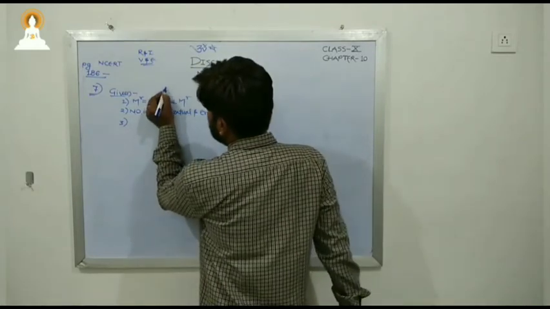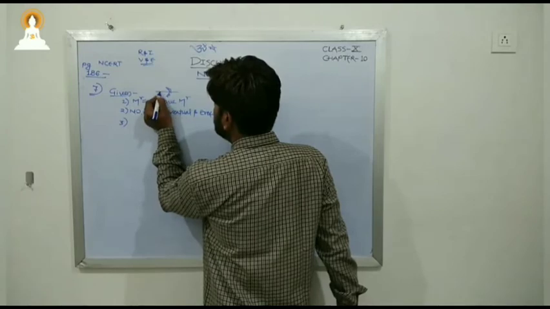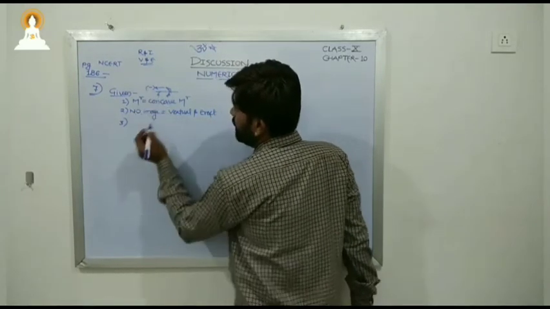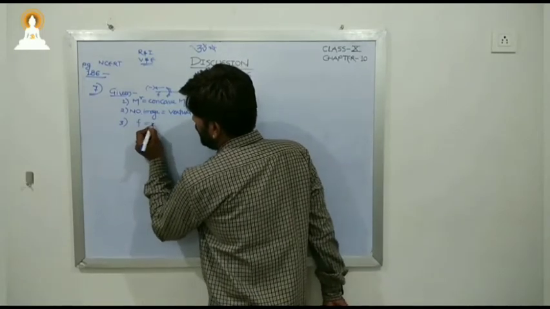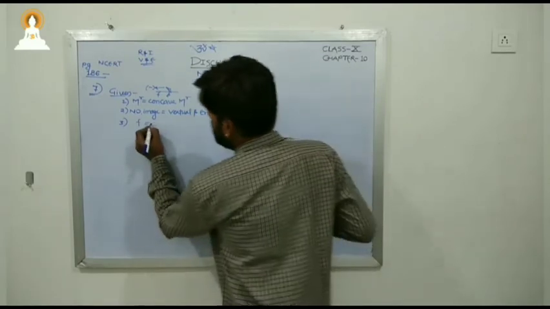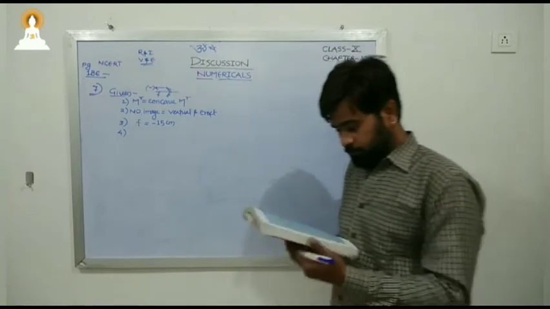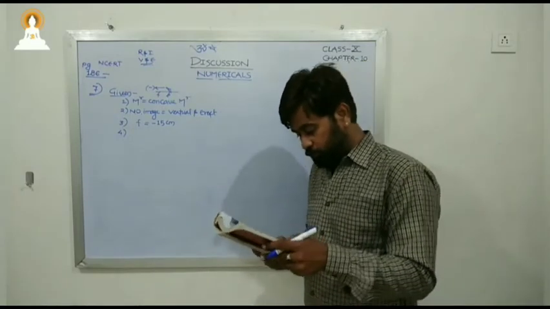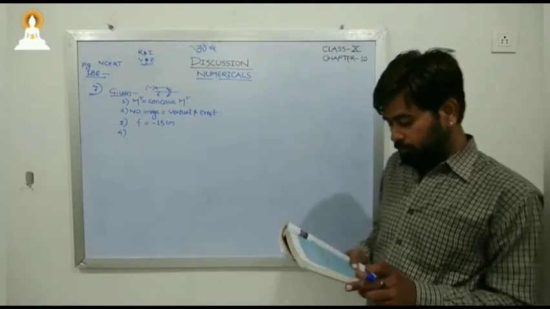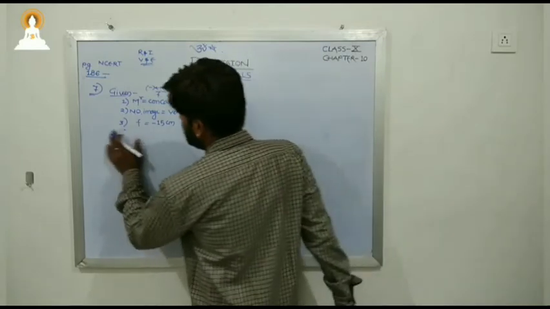Third, they have given the focal length as 15 centimeter. If the concave mirror is of such type, then the focus is on the left side, which is negative. So the focus will be minus 15 centimeter. Now the fourth part: what should be the range of the distance of the object from the mirror? We need to find out the range of the object.